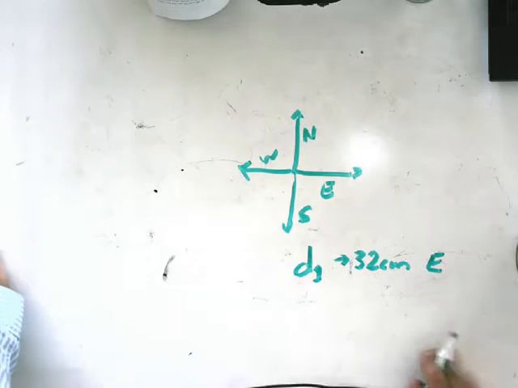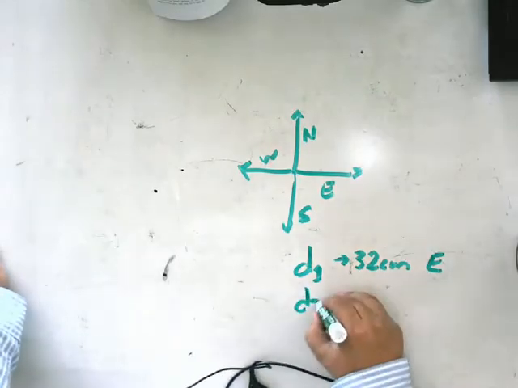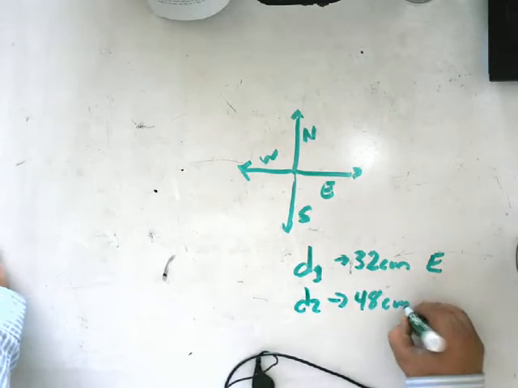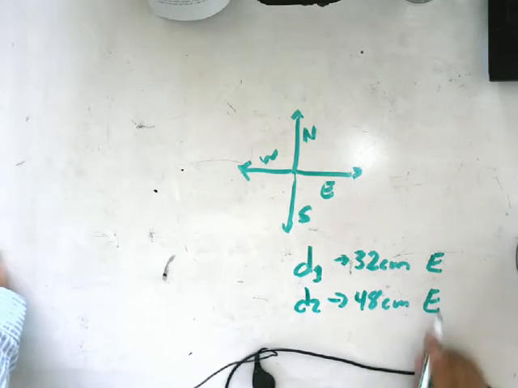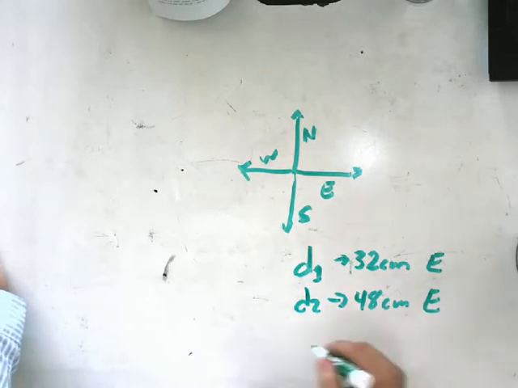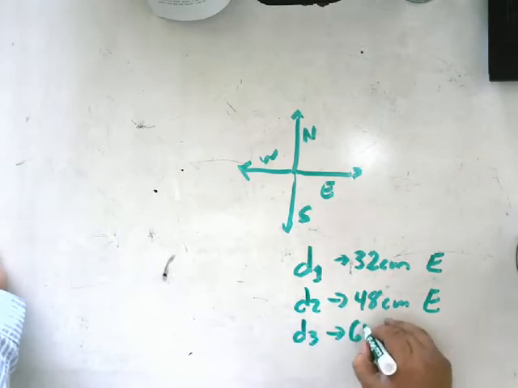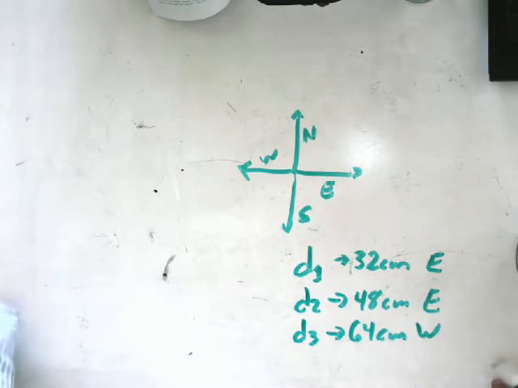Following that displacement, we have another displacement we'll call D2, which is going to be 48 centimeters, once again to the east. And then lastly, we have a third displacement that's going to be 64 centimeters, and that's going to be to the west. Now, what I'm going to try to do is find the total displacement. And then I'll throw in distance there too, because it's an important concept to cover.